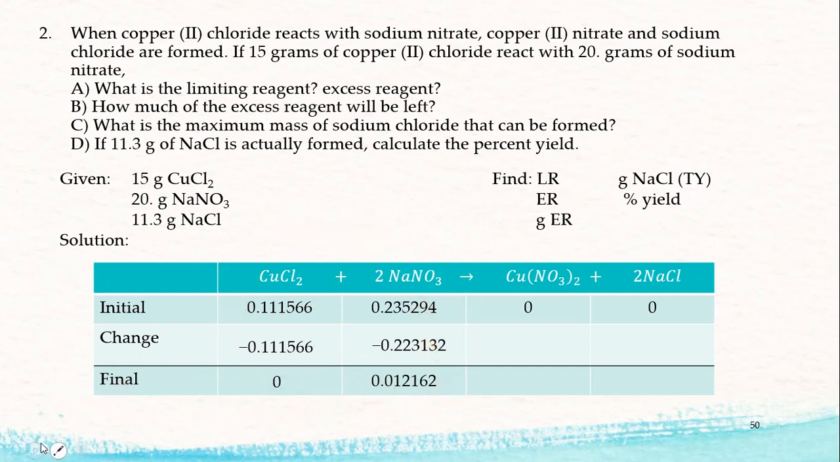So the reactant which is consumed completely would be our limiting reagent, which is copper chloride, and the one with some moles left would be our excess reagent, and that would be sodium nitrate.